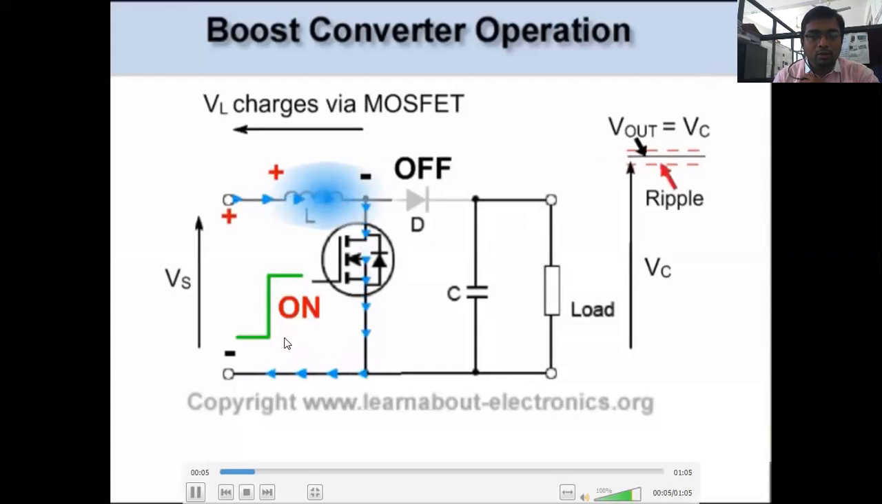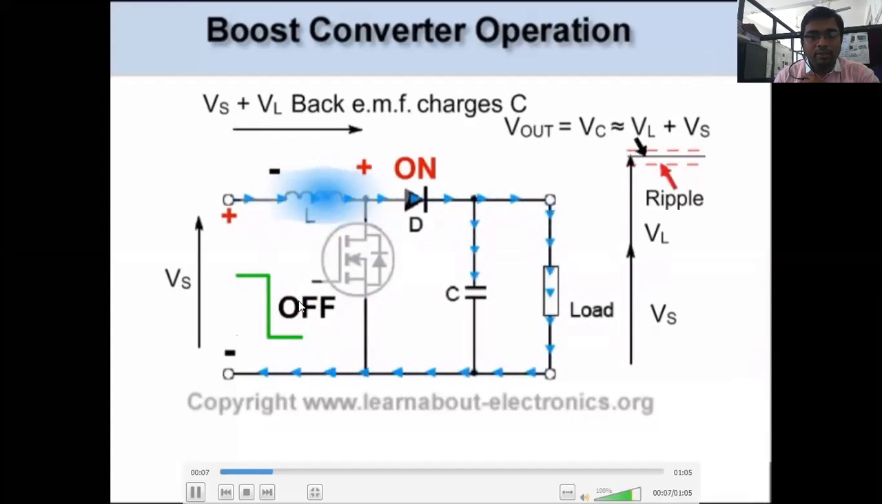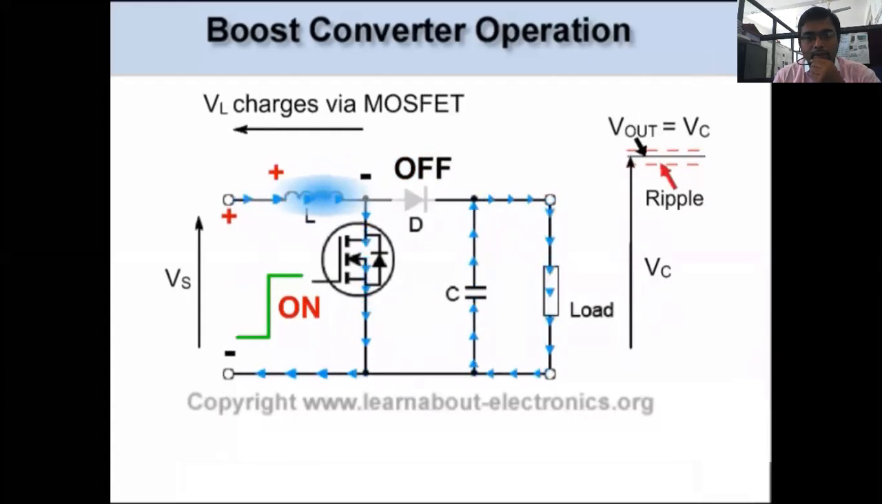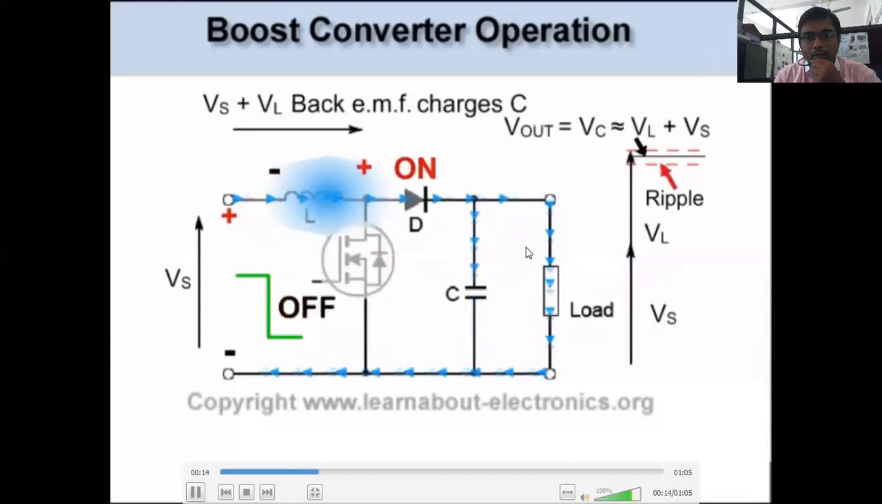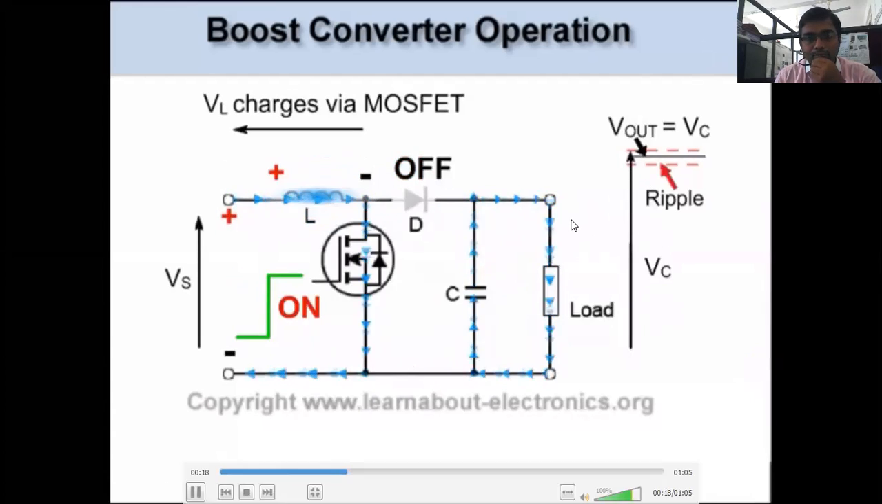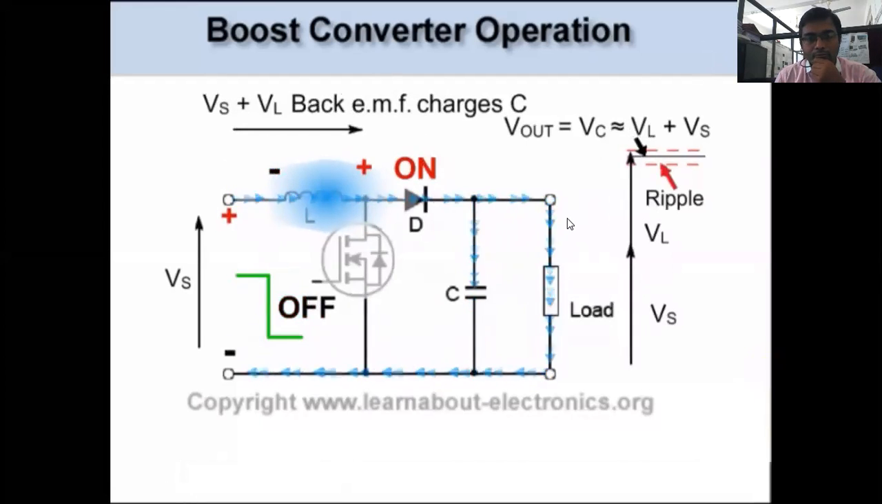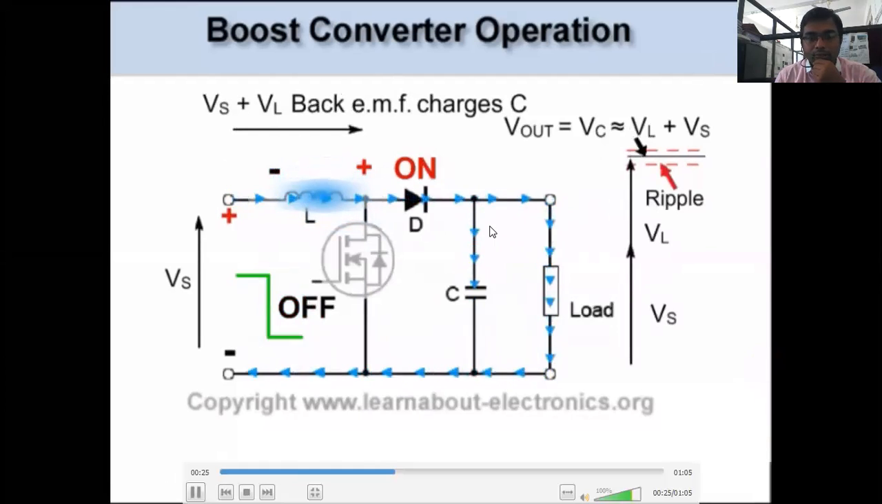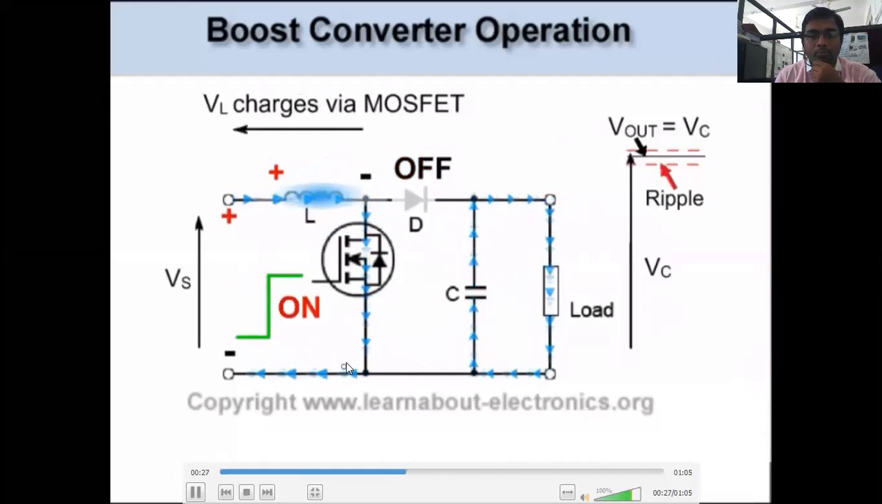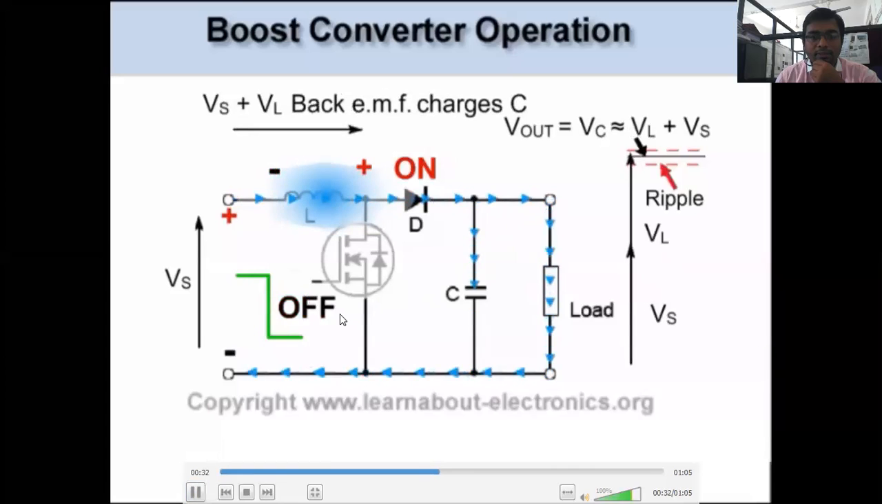When the T on is on, what happens? The current is flowing in this direction, through the diode and through the load. And your ripple voltage is also shown. That is how the ripple voltage is generated here. So the on and off conditions keep repeating. You can see what happens during the on condition and what happens during the off condition.